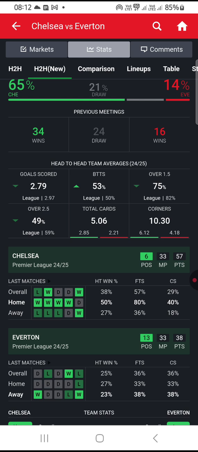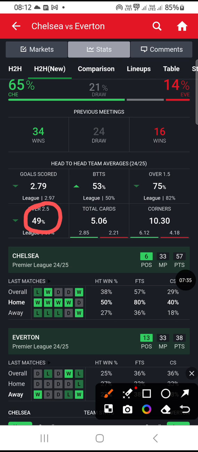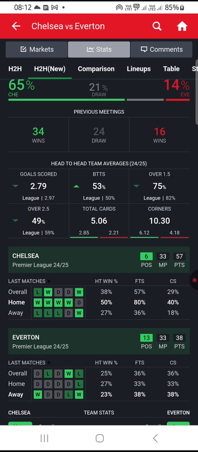Okay. Now, you talk about the over 2.5. Over 2.5 is 49%. That is 2-1, 3-1, as the case may be. Which is not actually a good score. So because the over 2.5 is 49%, we are basing this game to be a 2-0, 2-1 game. We are not seeing it as a 1-0, and so these are the places you have to go.